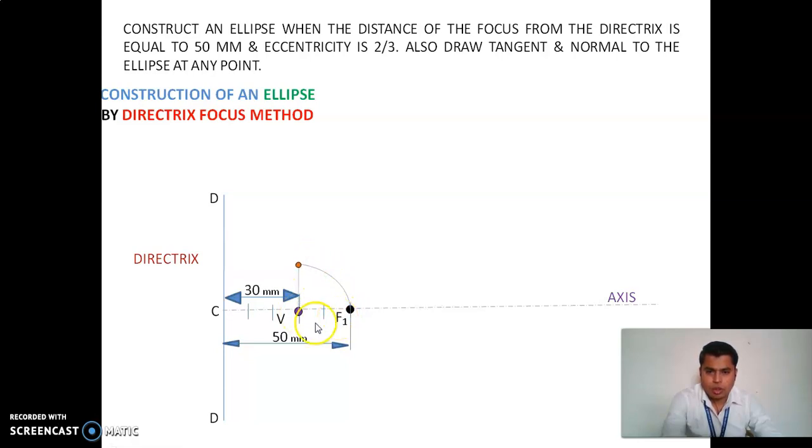Then you need to draw a vertical line passing through point V. This will intersect the previously drawn arc somewhere. You can mark that point as A. Now join this C with the A, and extend it.